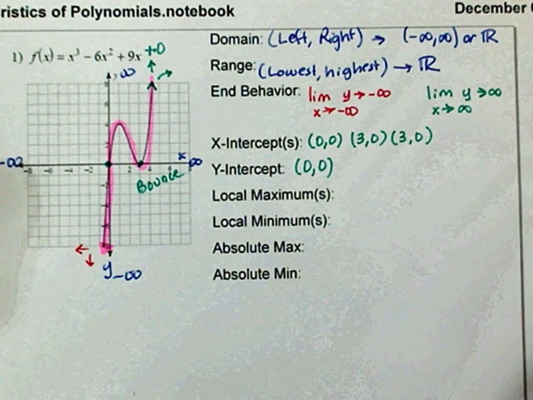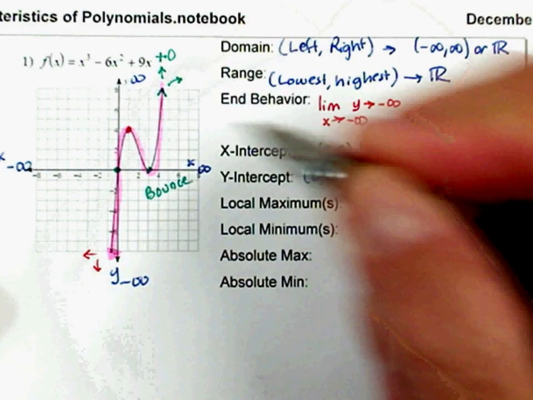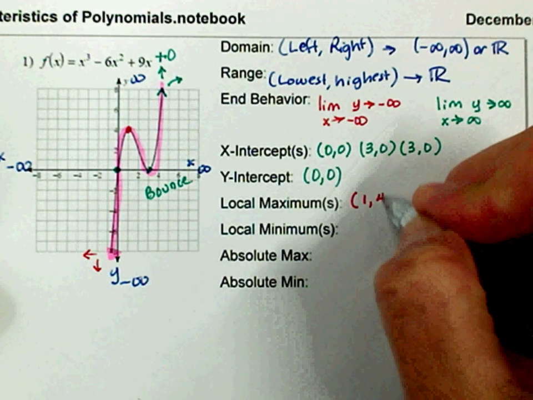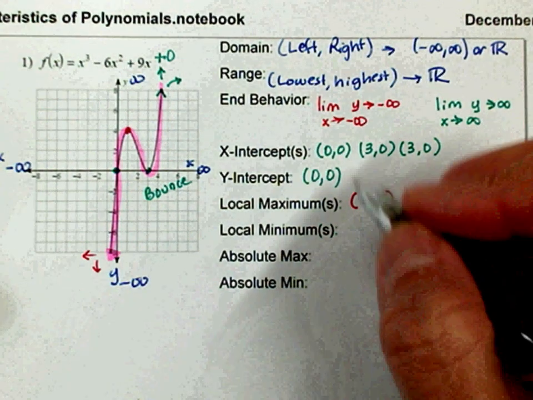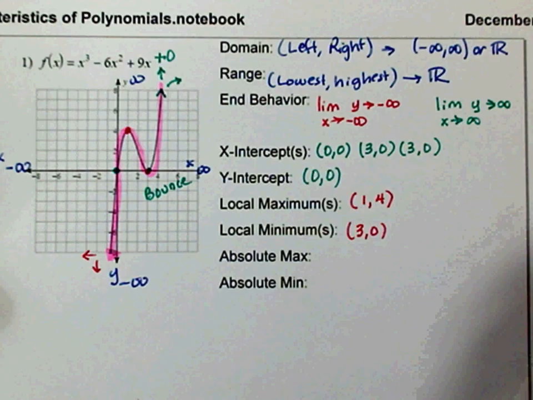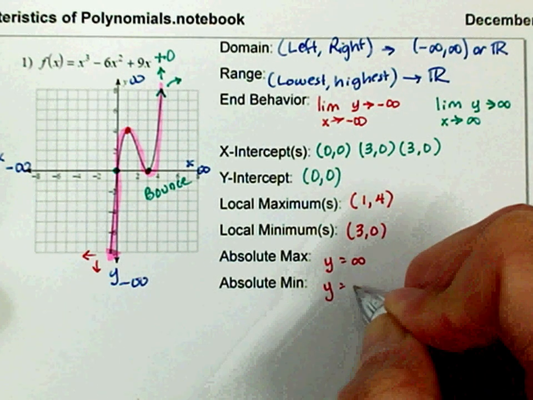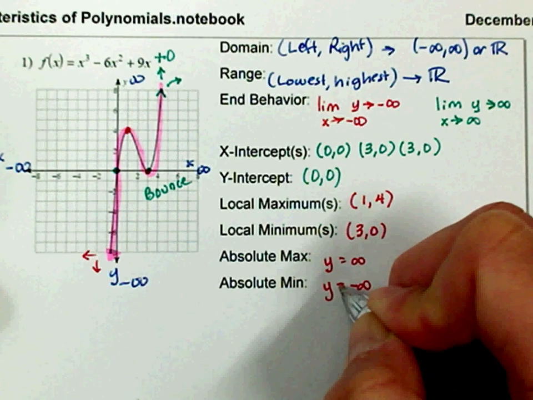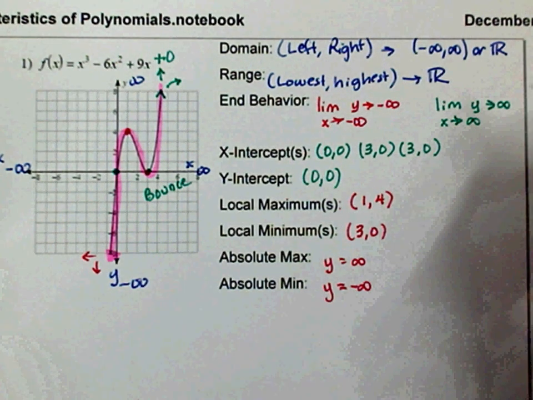Local maximum. Look at your graph. Local maximum is right here, and that's 1, 4. And we're going to show you how to check it on the calculator. Local minimum is 3, 0. That's your local minimum. Absolute max, y is positive infinity. Absolute minimum, y is negative infinity. All right. So let me show you a way you could have found the x-intercept as well.